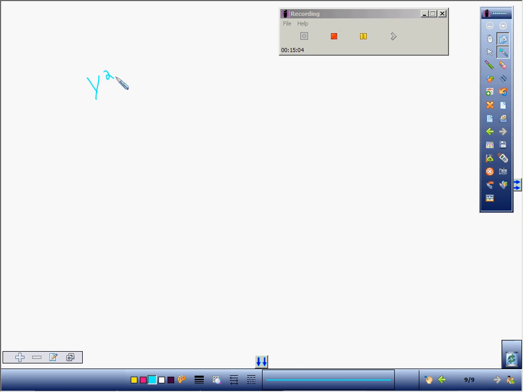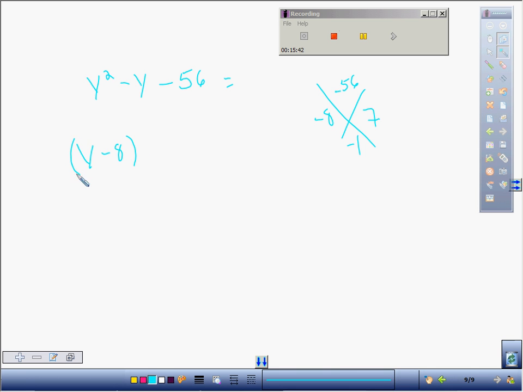Okay? y squared minus y minus 56. Well, who thinks they got that one? These numbers need to multiply to negative 56. Now you got to know your times tables a little bit. And add to negative 1. Who's got that one? It's negative 8 and positive 7? Yeah. That's it. Nice job, Maddie. So that's y minus 8, y plus 7.